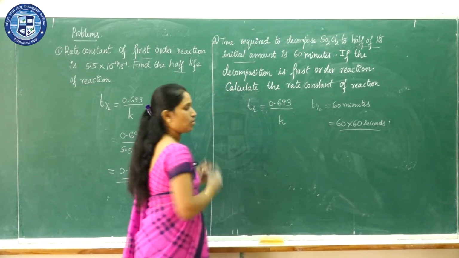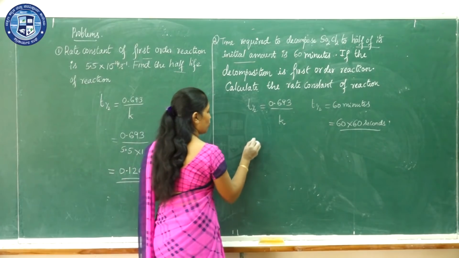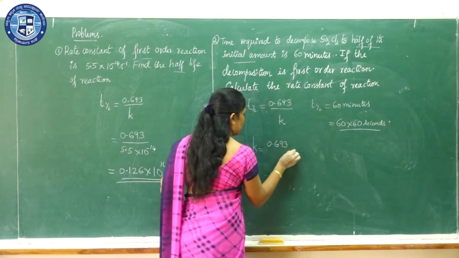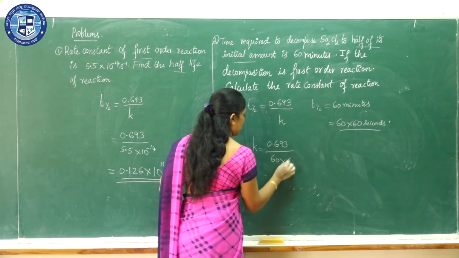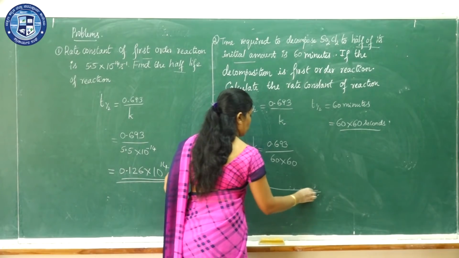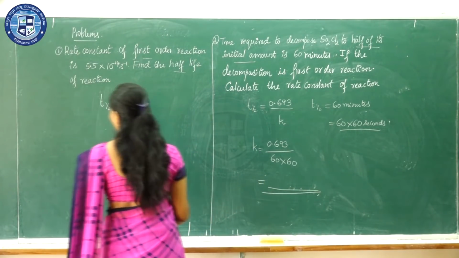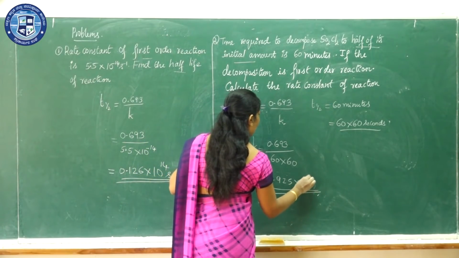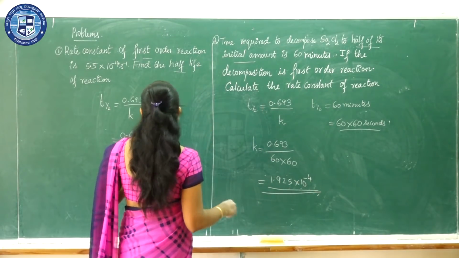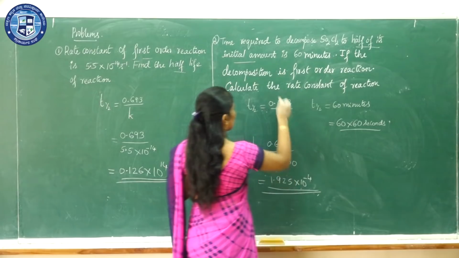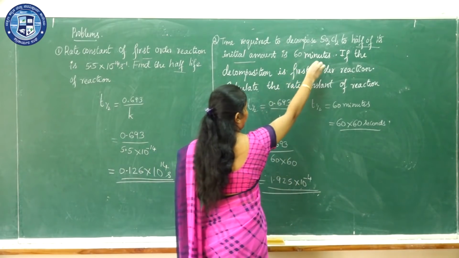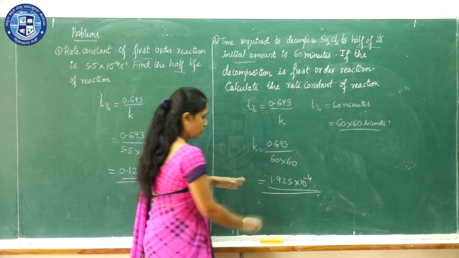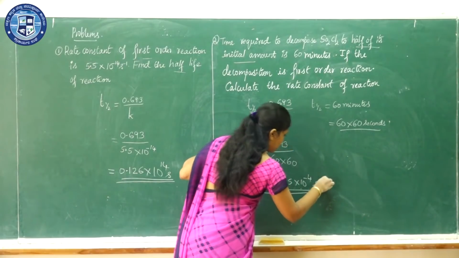Now the same thing I will be substituting here. Here you have to find K. K is equal to 0.693 divided by 60 into 60. So, the answer we will be getting is 1.925 into 10 to the power of minus 4. And what is the unit? Here it was given in minutes, we converted it into seconds. Now, the unit is second inverse.